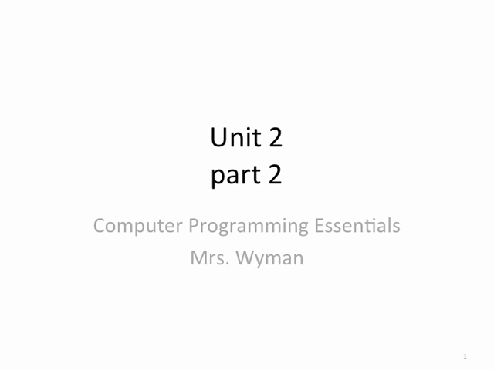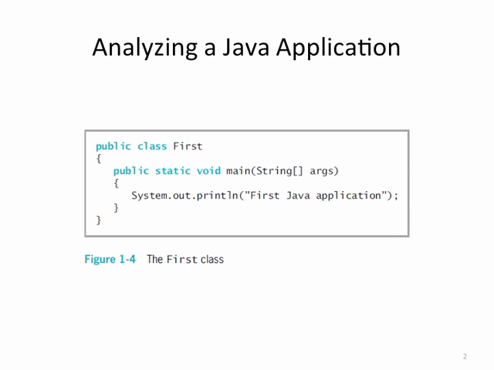Computer Programming Essentials, Unit 2, Part 2. When we were last in Part 1, we looked at some terminology and we started talking about the process of how Java programs are created and run. And here's our first Java program.